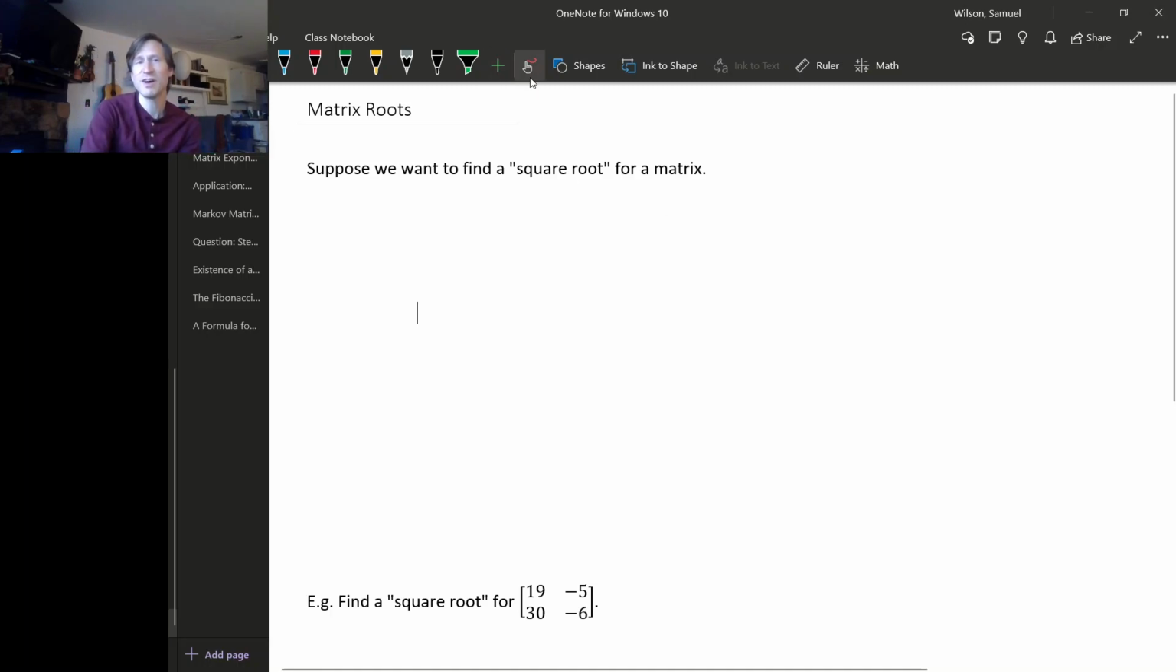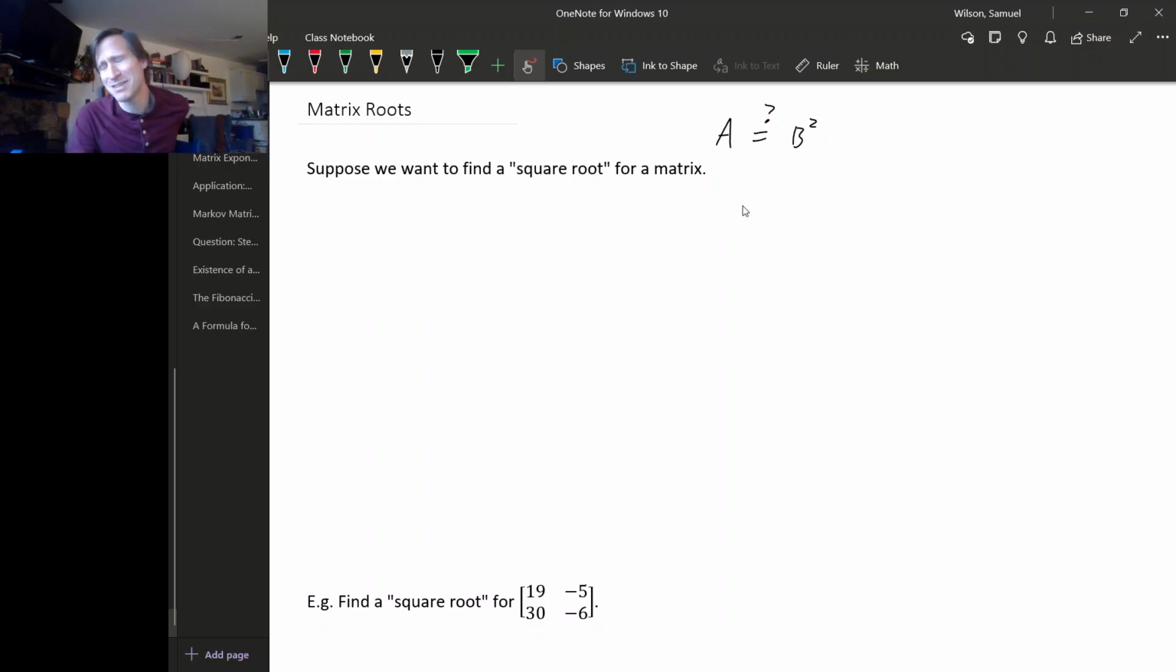Let's see if we can find a way to calculate the square root of a matrix. By a square root, what I mean is, supposing we have some matrix A, is there some way that we can find a matrix B so that B squared is equal to A? Well, it's kind of hard to answer this question in general.